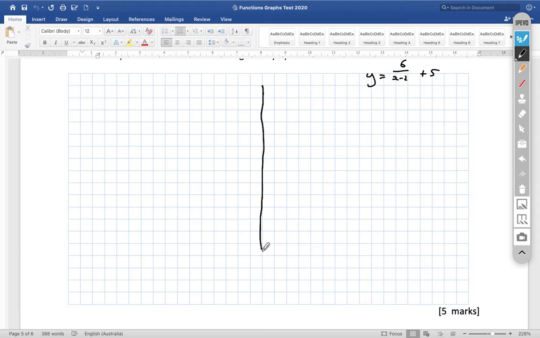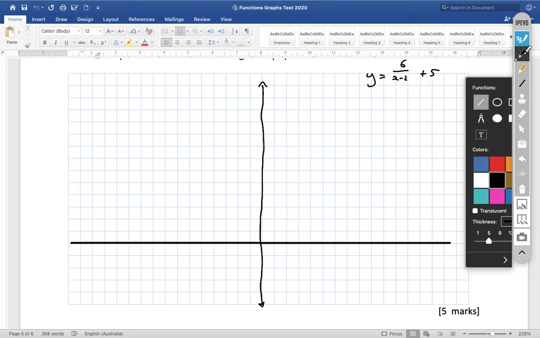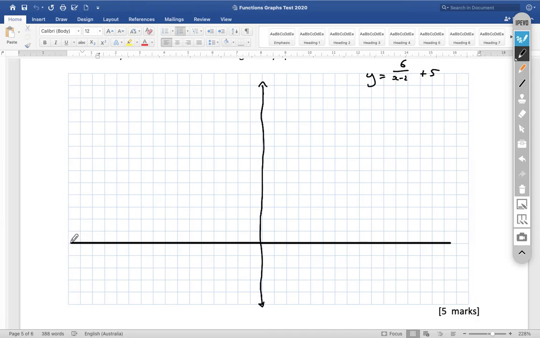Again, apologies because I cannot draw straight lines very well. Gee, I tell a lie. I do have a straight line tool, don't I? Maybe give it a go. I'm going to put the x-axis down low. Did that work? Yeah, that's way better. Why haven't I been using that?